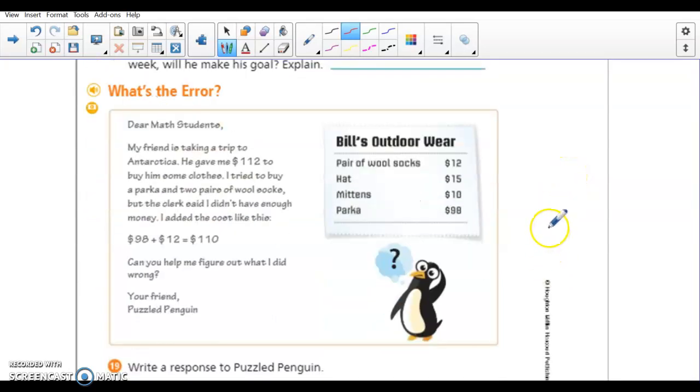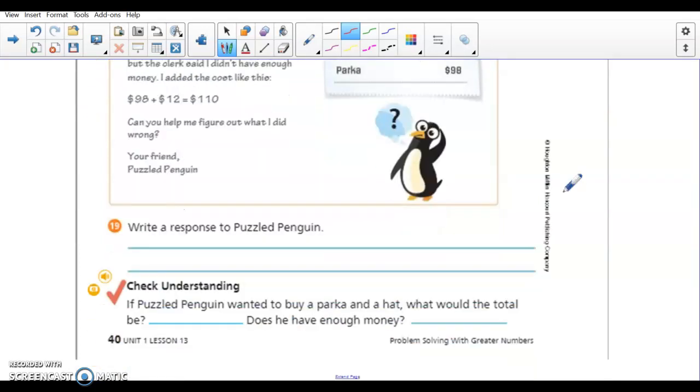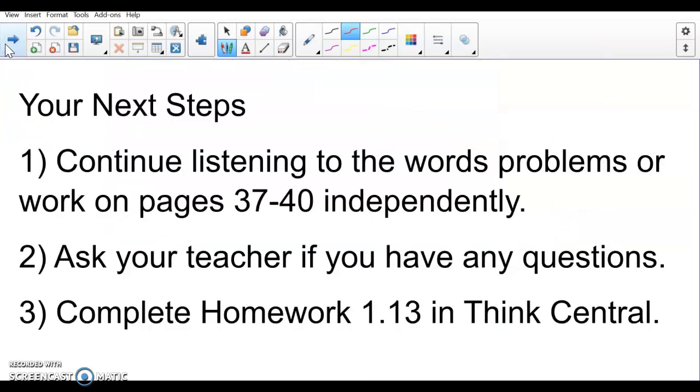And then our buddy the Puzzled Penguin is back, and he went to Bill's outdoor wear, and he screwed something up. See if you can figure it out, and then try and write your response to the penguin to explain what he screwed up. Okay, so your next steps now are to continue listening to the word problems if you want to, right?